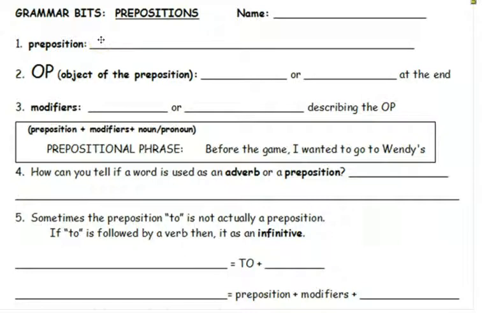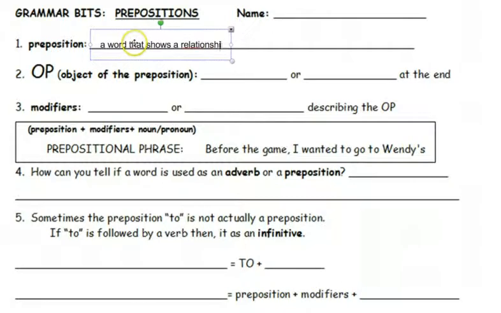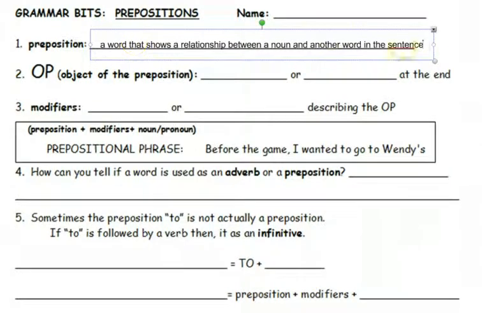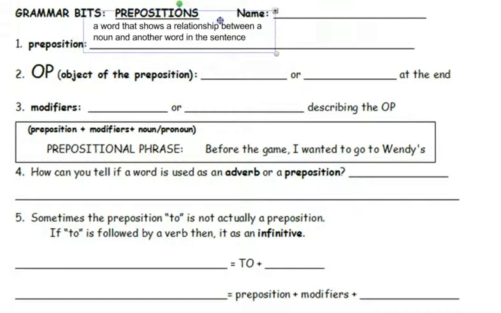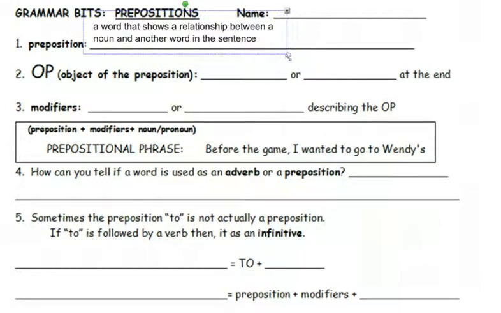So we looked in our binders and found the definition we used last week for a preposition. It is a word, as all grammar is, a word that shows a relationship between a noun and another word in the sentence. And we'll talk about that relationship here in a minute, but for right now, just get that definition copied down into your notes.